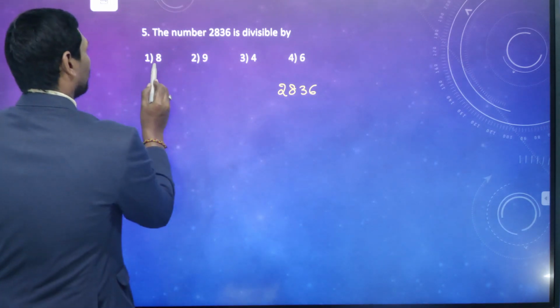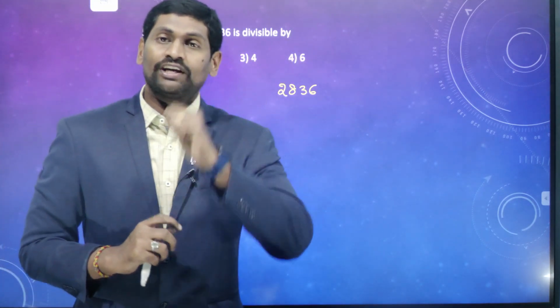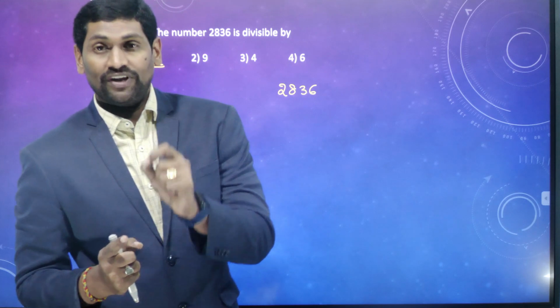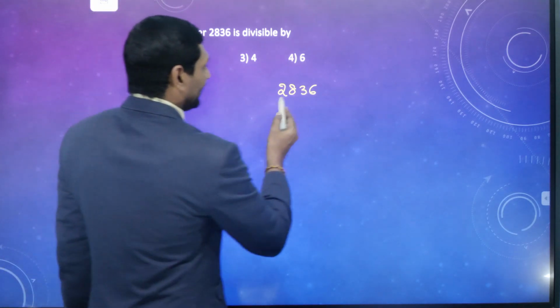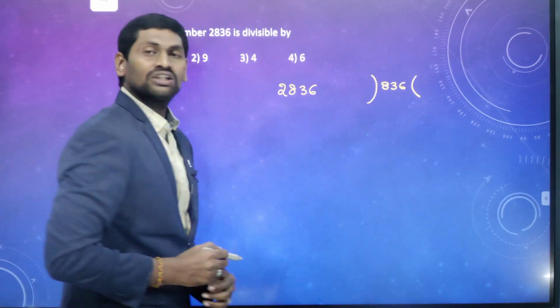First option, is it divisible by 8 or not? What is the divisibility rule for 8? Last 3 digits of a number are zeros or a multiple of 8. Let me check the last 3 digits: 836. Is 836 a multiple of 8 or not?